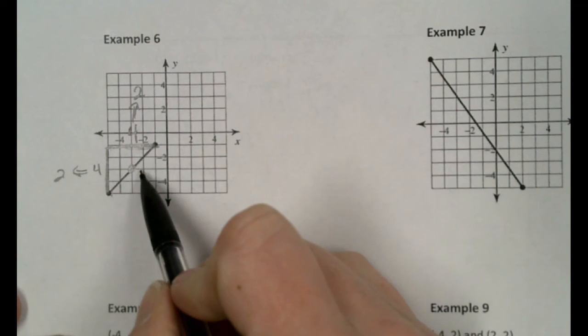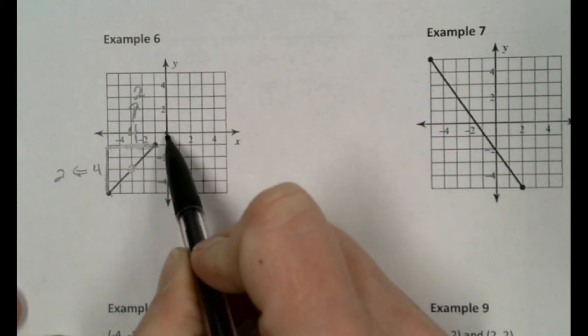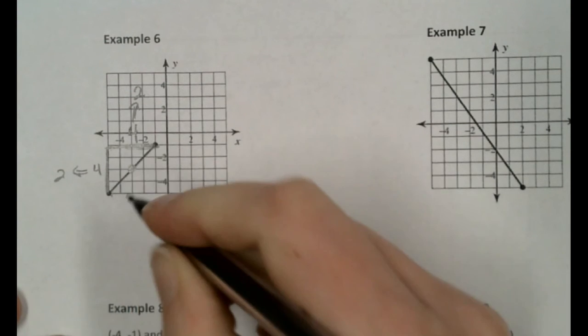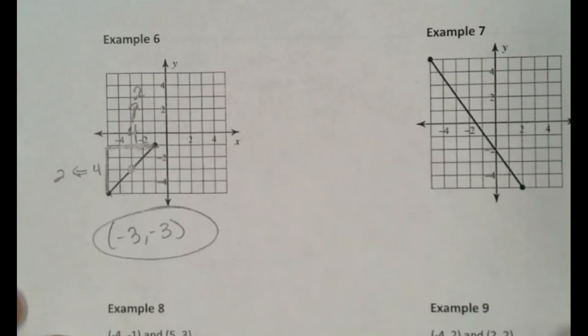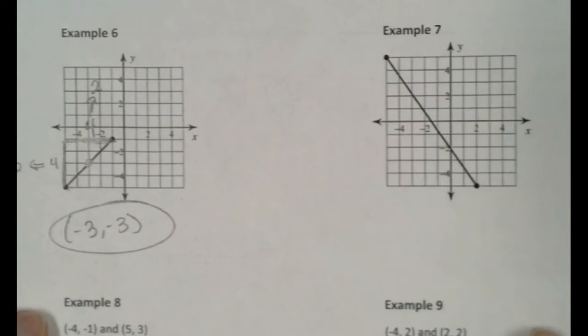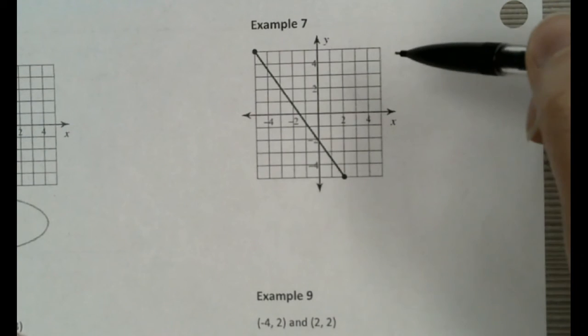Now the question is, what is the coordinates for this point? So I need to know that is -3, -3. So that is my midpoint. Okay. Example 7 is a little harder to do. So I'm going to do this using the formula.